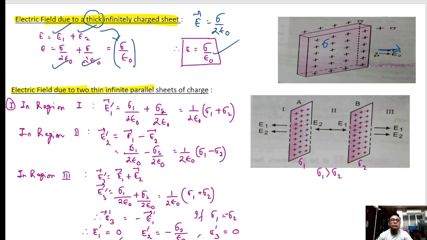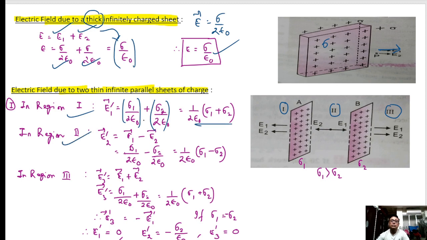Electric field due to two thin infinite parallel sheets. So watch here, we have taken two sheets, both positively charged. I want to find out what is the electric field in this part and this part. So in region 1, as you can see, due to this sheet the electric field will be out, and due to this sheet also electric field will be out. So we will add both the thin sheets' electric fields. Sigma 1 and sigma 2 are the charge per unit area. So this is the answer.